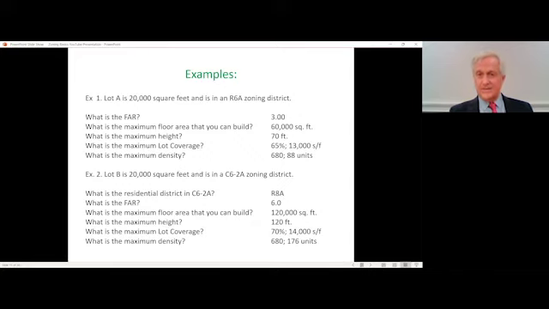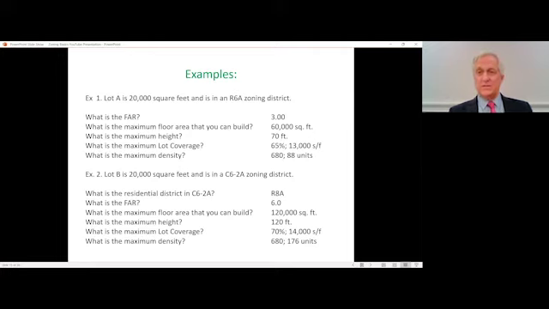So your building has a maximum square footage of 60,000. What is the maximum height? 70 feet, pursuant to the charts. What's the maximum lot coverage? In the R6A, it's 65%. So that means your footprint is 65% of 20,000 square feet, or 13,000 square feet. And what is the maximum density? The factor, again, is 680. You take the 60,000 square foot of total building area, divided by 680, you get 88 units. So there we have a 60,000 square foot building, maximum height of 70 feet, maximum floor plate of 13,000, and total units 88.